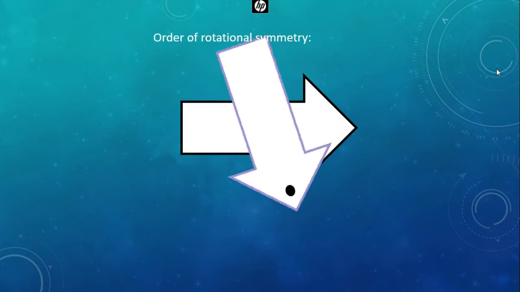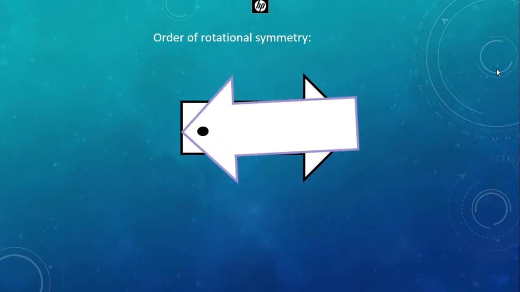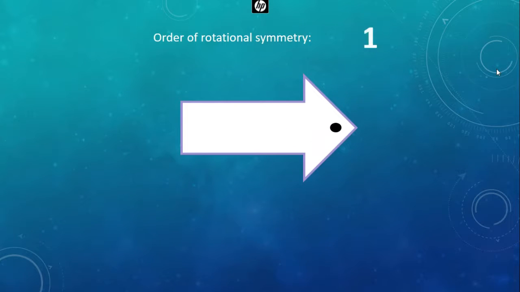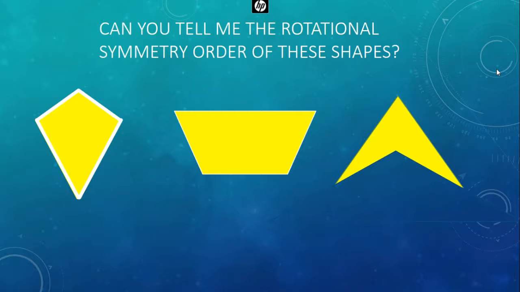Let's watch it again. It does not fit on the original shape until I get back to the start. So we can't turn it and make it look the same until I get back to the start. So that's an order of rotational symmetry of 1.